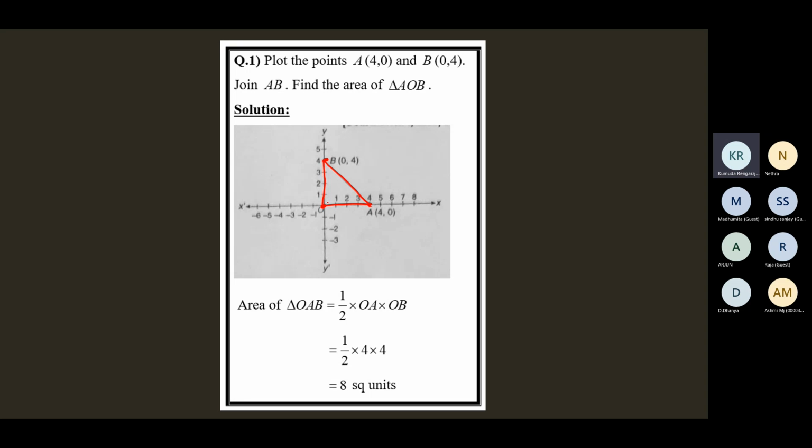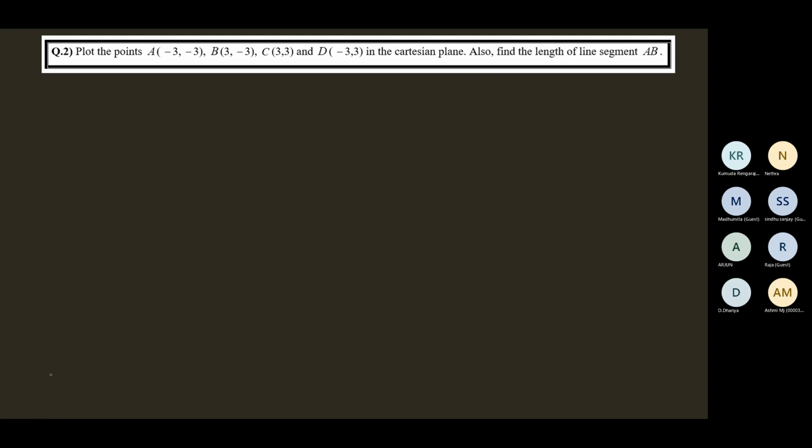O is the origin. This is 90 degrees because the x-axis and y-axis are perpendicular to each other. So the area of this right triangle is equal to half base into height. Base is 4 units from here to here, and the height is also 4 units. 8 square units is the answer.